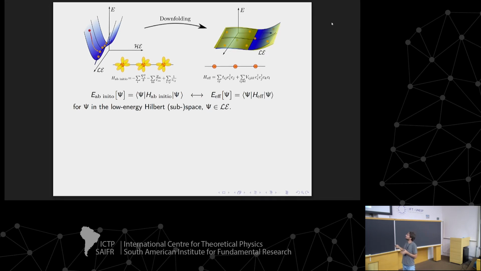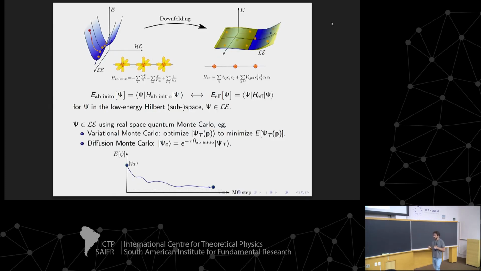And I'll try to fit a new functional that approximates this one, and that is generated by an effective model that I write here in second quantization in a very general form, okay? Essentially, I'm going to be trying to do a fit between this energy functional at low energies from the ab initio and the energy functional of the effective Hamiltonian using the same low energy wave functions that I generate in this low energy Hilbert subspace, right?